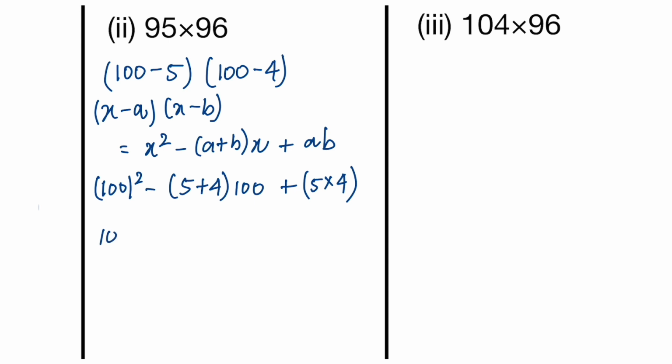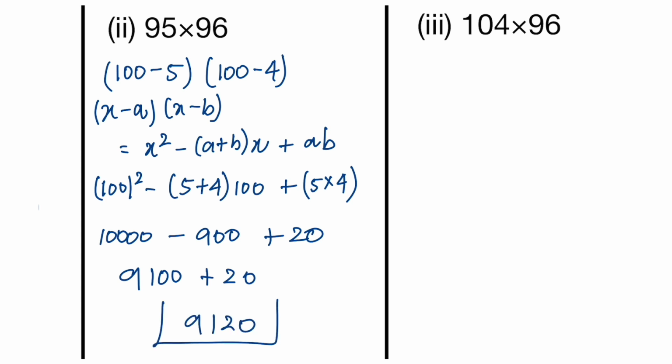Okay, so 100 squared is 10,000 and 5 plus 4 is 9. 9 times 100 is 900. So minus 900 plus 20. Okay, so 10,000 minus 900 is 9,100, right? 9,100 plus 20. So that becomes 9120. And that is the answer to the subdivision. Okay. You have just used the formula x minus a into x minus b is equal to x squared minus a plus b into x plus ab.